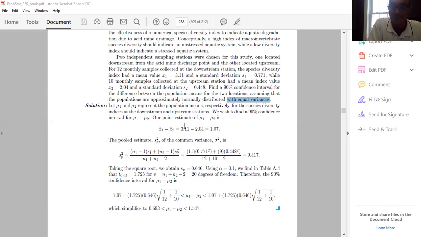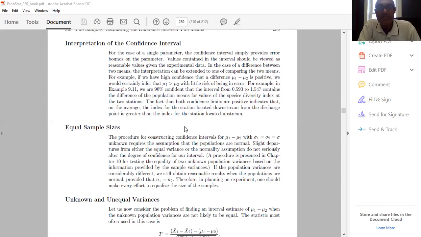So it says that for the case of a single parameter, the confidence interval simply provides error bounds on the parameter. Values contained in the interval should be viewed as reasonable values given the experimental data. In the case of the difference between two means, nu1 minus nu2, the interpretation can be extended to one of comparing the two means. For example, if we have high confidence that the difference nu1 minus nu2 is positive, we would certainly infer that nu1 is greater than nu2, because nu1 minus nu2 is positive, so nu1 is naturally greater than nu2 with little risk of error.